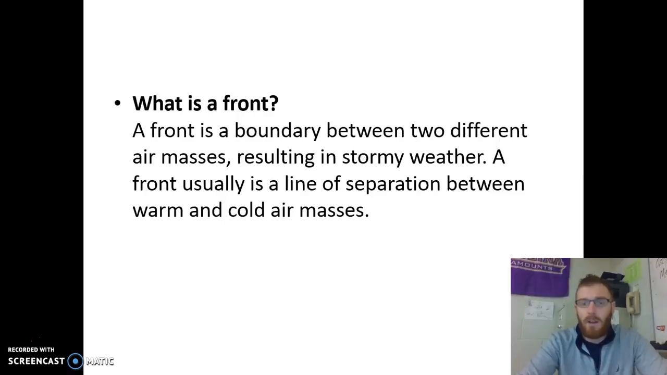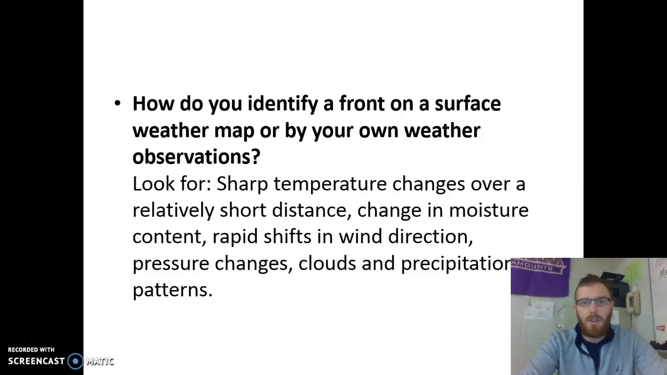Okay, we've already been talking about fronts doing the weather trackers, but we'll go over that here. It's basically a boundary between two different air masses that'll bring stormy weather with it. And we'll roll through these. How do we recognize what a front is or where a front is? Generally, it'll be characterized by sharp temperature differences.